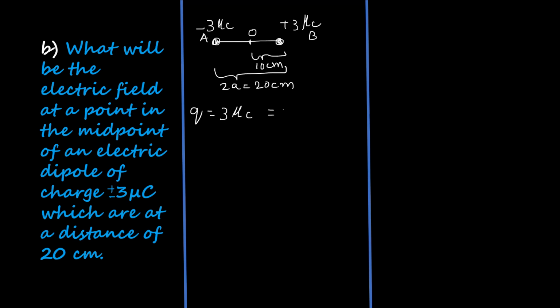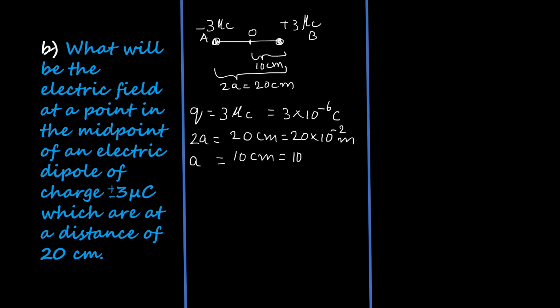Q is equal to 3 microcoulomb equal to 3 into 10 raised to minus 6 coulomb. 2A is equal to 20 centimeter equal to 20 into 10 raised to minus 2 meter. A is equal to 10 centimeter, which is equal to 10 into 10 raised to minus 2, which can be written as 10 raised to minus 1 meter. Now what will be the electric field at midpoint O? It will be the total of the electric field due to negative 3 microcoulomb and positive 3 microcoulomb.